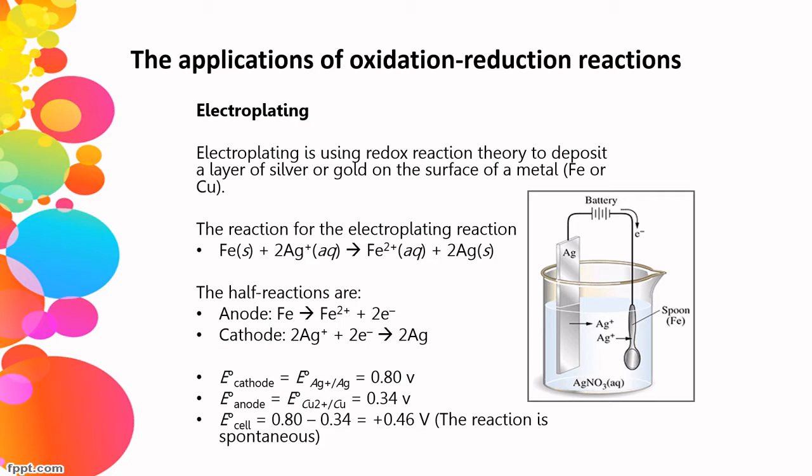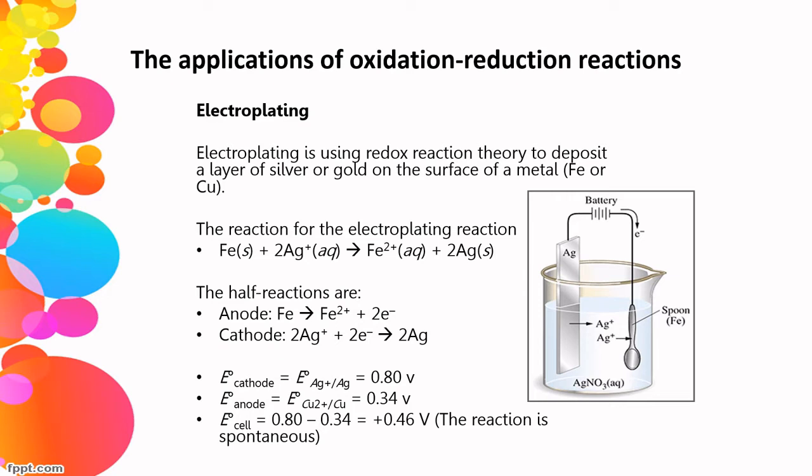Electroplating uses redox reaction theory to deposit a layer of silver or gold on the surface of a metal. This can be used to make jewelry and so on. If you have gold plated jewelry or silver plated jewelry, you can plate them on the surface of a metal, either iron or copper.